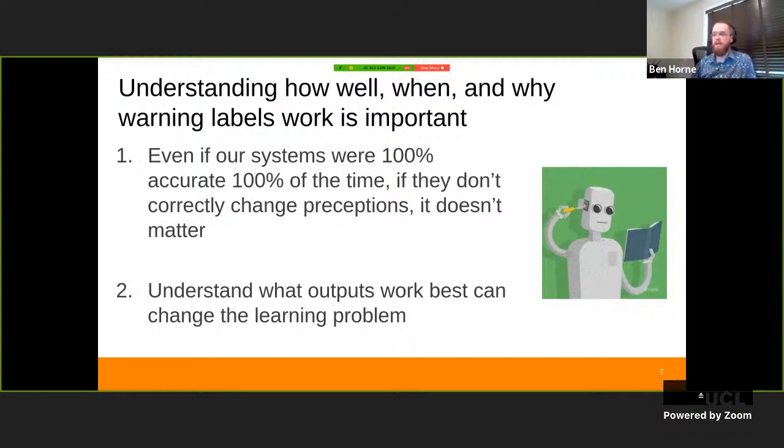And second, I think maybe more important, at least from my perspective, is that if we can understand the right outputs, the right warning labels to show users, then this can fundamentally change the learning problem. For example, if showing users that there's a true or false claim in an article works better than telling them that it comes from an unreliable source, this changes the ground truth that we're working on. In one case, we're working on computational fact checking. In the other case, we're doing a weak labeling type of setting. And so understanding this part of the problem is going to help us figure out the learning problem upstream.